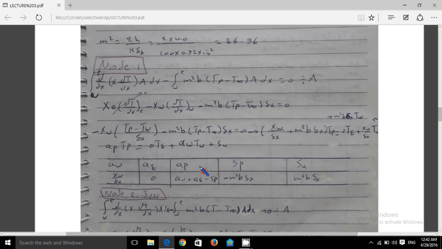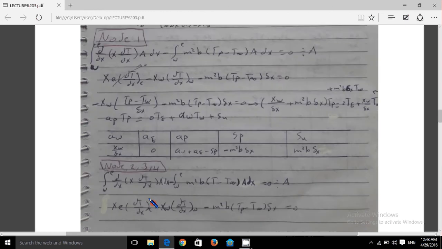A point T point is equal to 0 T east plus a west T west plus the source term. The source term is equal to m square b delta x T infinity. I should write on here T infinity. Sorry, I forgot to write T infinity here, so don't forget it, please.